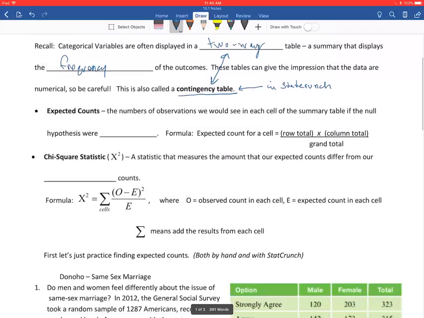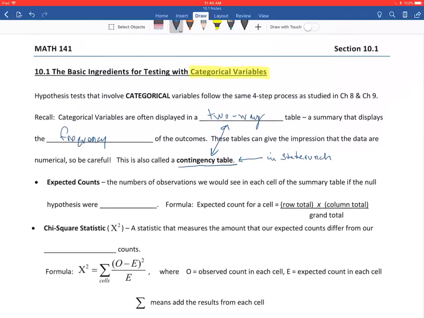Okay, the expected counts are the number of observations we would see in each cell of the summary table if the null hypothesis were true. There's a formula that we can use to find the expected counts by hand. That's by taking the row total times the column total and dividing by the grand total.